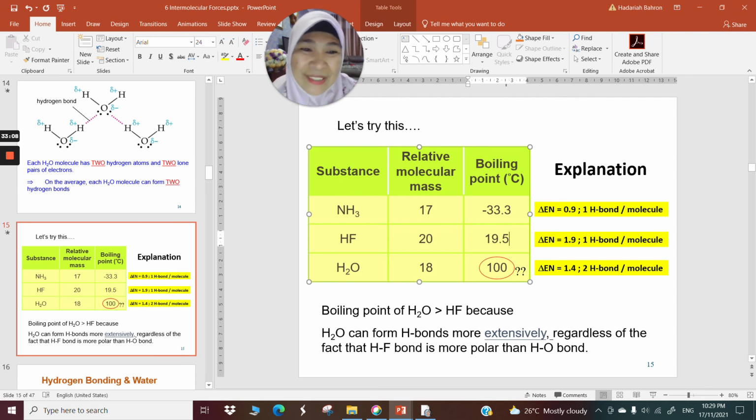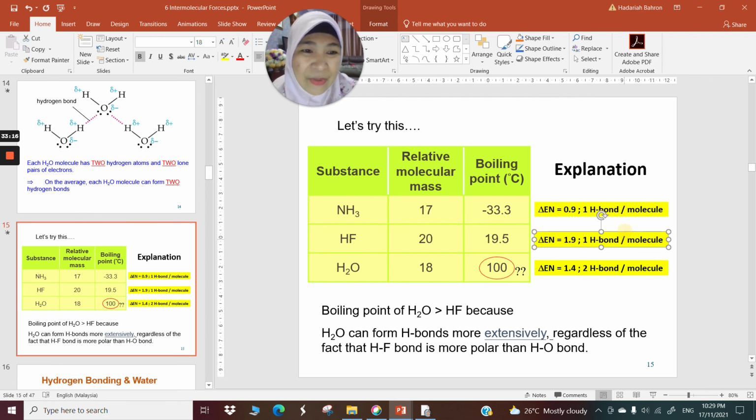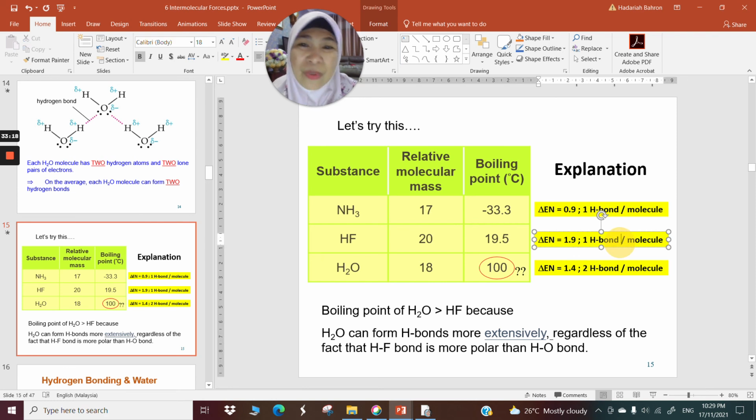What is going on is the fact that each water molecule can make two hydrogen bonds, unlike your HF. HF can only make one hydrogen bond. So the more extensive the network of hydrogen bonds, the more difficult it is for you to separate the molecules, i.e. to boil water. Because when water is boiled, the molecules are free from one another. There are no more forces that hold the molecules. There are no more intermolecular forces.